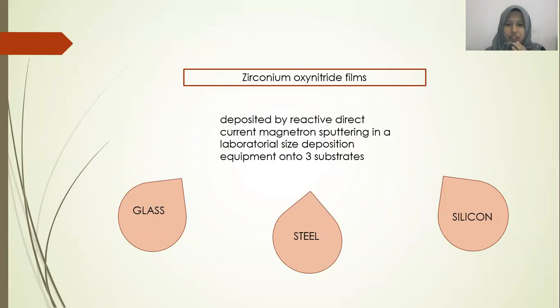So for this research, they use zirconium oxynitride films that will be deposited by reactive direct current magnetron sputtering in a laboratorial size deposition equipment onto three substrates, like I already explained earlier, which is glass, steel, and silicon.